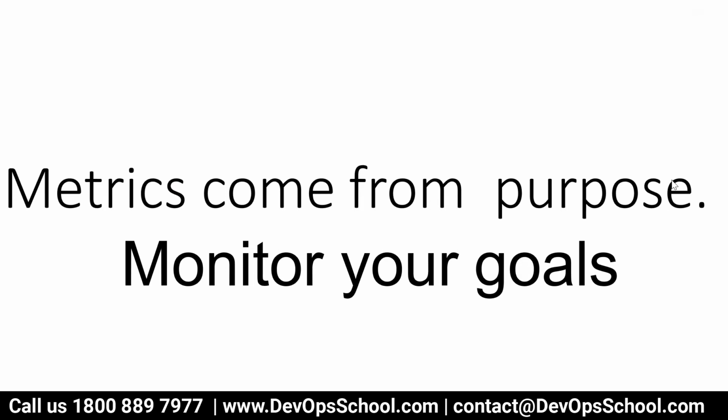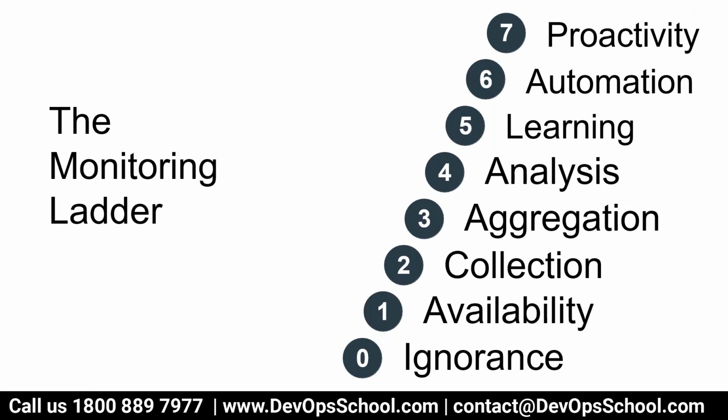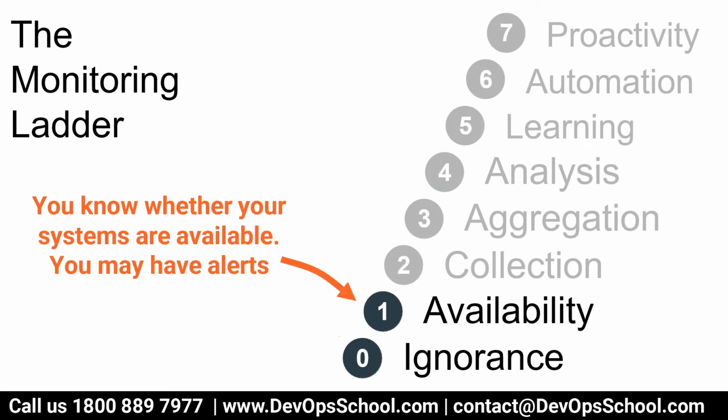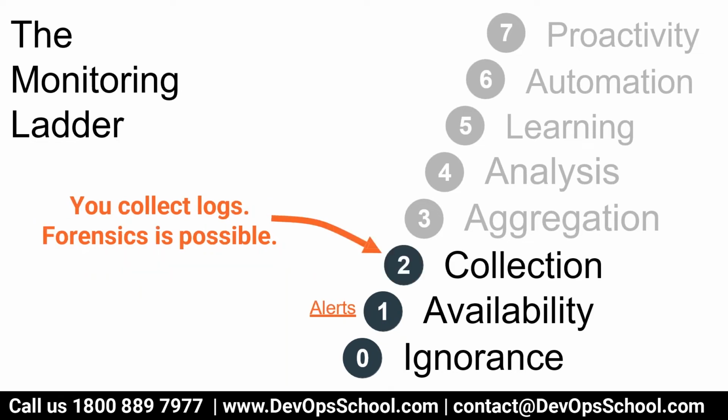So now metrics have come for the purpose of monitoring your goals. This is the ladder of monitoring, starting from 0 to 1, 2, 3, 4, 5, 6, 7, so a total of 8 steps. Starting with ignorance, that means you don't know what's going on with your system. Then you want to know whether your systems are available. You may have availability alerts, you want to collect the logs, and forensics is possible. That's step number 2.